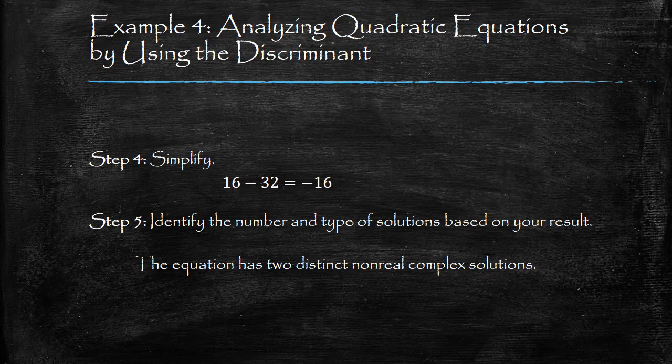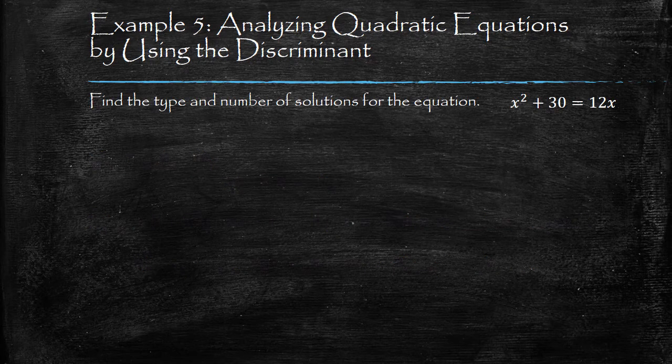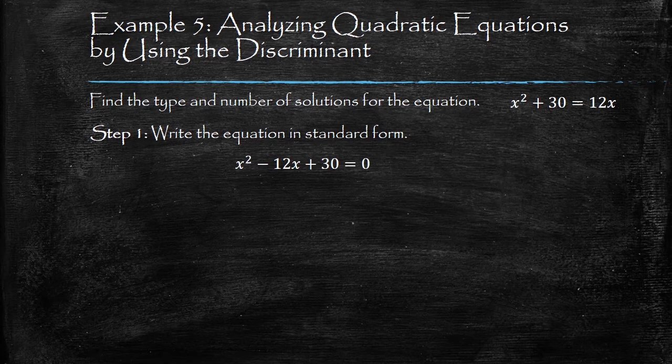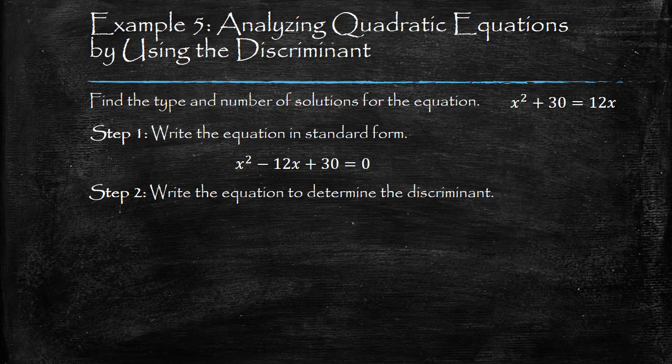Same exact setup, same steps, different example. So x squared plus 30 equals 12x. Write the equation in standard form. I have to move the 12x over, so subtract it from both sides. x squared minus 12x plus 30 equals 0. Write my equation that helps me to determine the discriminant: b squared minus 4ac.